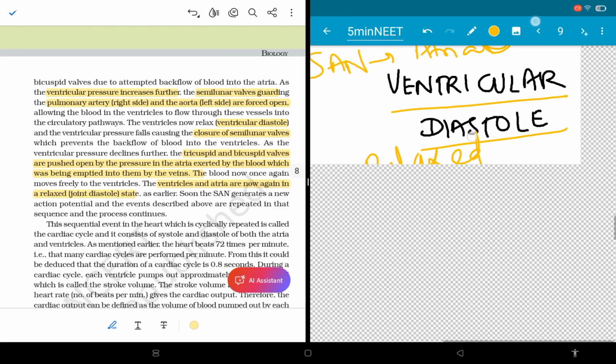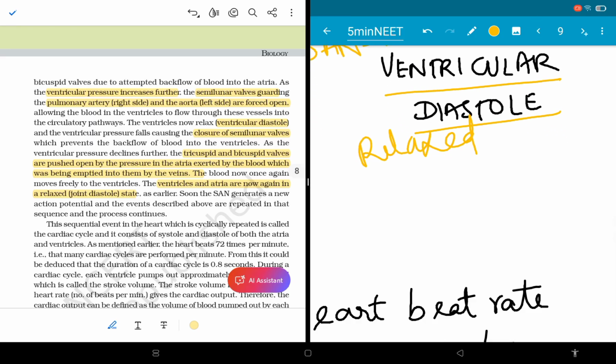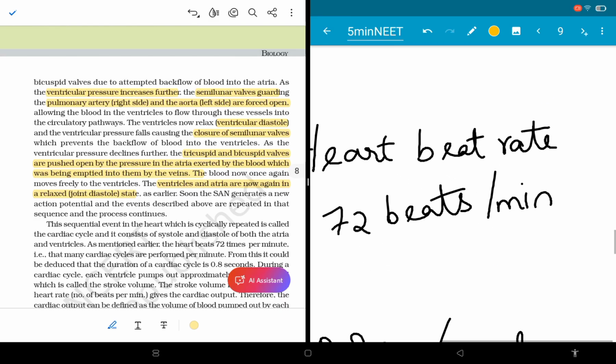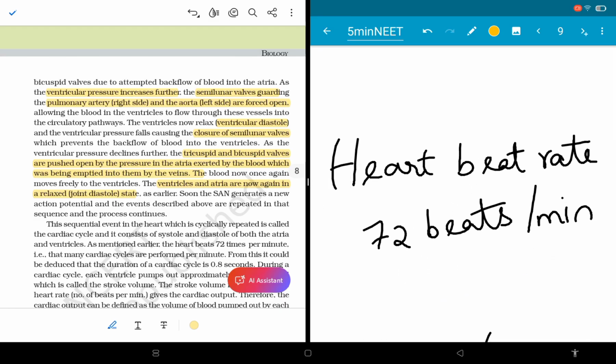Now how long will it take? As long as you are alive. The heart beats and beats without any kind of response from your side. It is an autonomous process. No external stimuli, the heart is beating. Heart beat rate is 72 beats per minute. For every minute, 72 beats is an average heart rate. It may be more, it may be less for individuals.